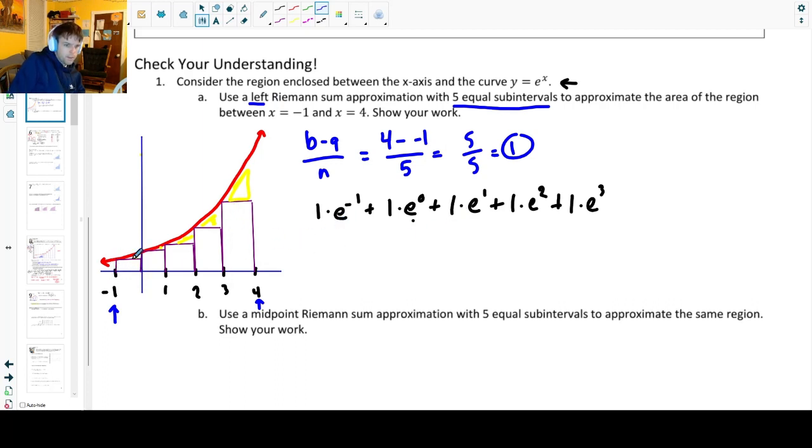And -1 is the left side of that first interval. And you can see that we do have 5 equal subintervals that we're calculating.